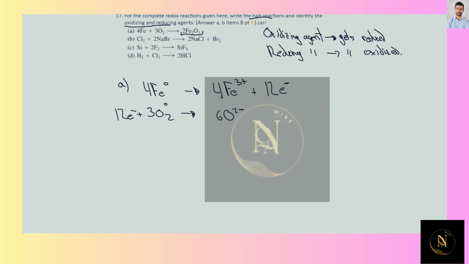So in this case, what is happening to iron is that iron is going to get oxidized, and oxygen is getting reduced. So that means that iron 0 is going to be the reducing agent, and that oxygen is going to be the oxidizing agent.